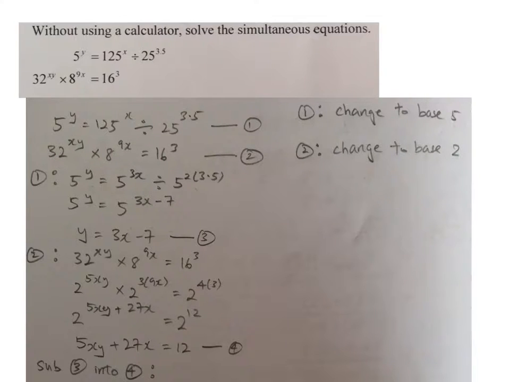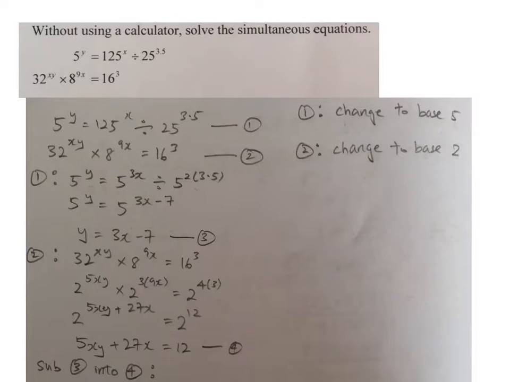So the strategy here is to change my equation 1 to base 5 and my equation 2 to base 2. How do I know that? Because if you look at equation number 1, I have 125 and 25 as my bases, and you should be sensitive to these numbers because they can all be changed to base 5. Likewise, for equation number 2, I have the numbers 32, 8 and 16. I can change all of them to base 2, so I will do that one by one.